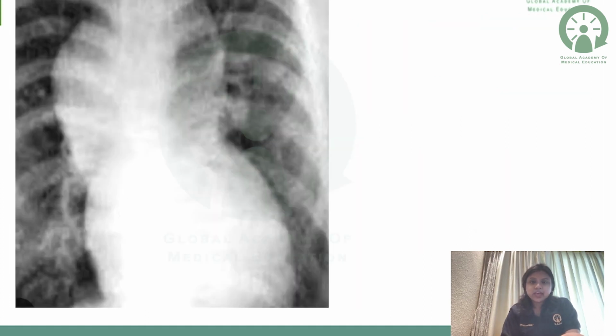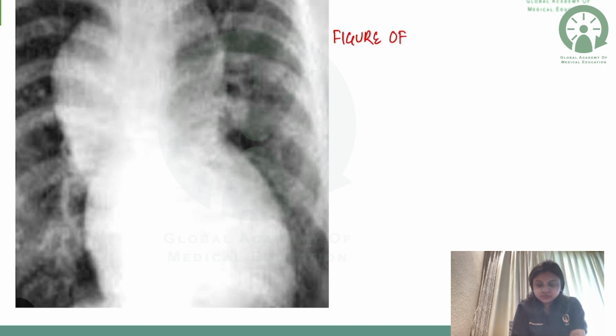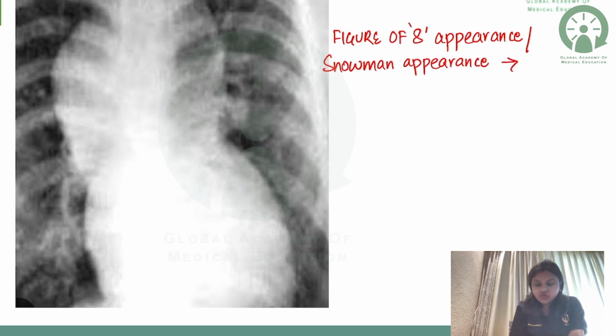Now next, can you just appreciate the figure of 8? So this is nothing but the figure of 8 appearance. It has another name also, that is the snowman appearance. And this is suggestive of supracardiac total anomalous pulmonary venous connection.